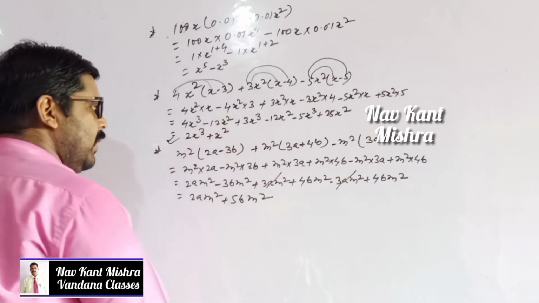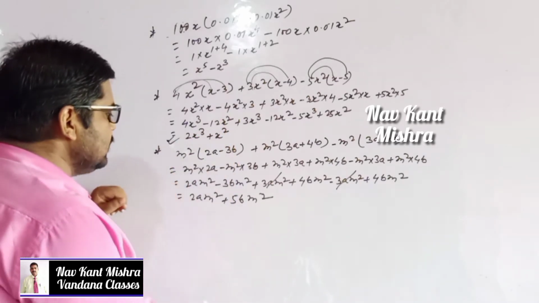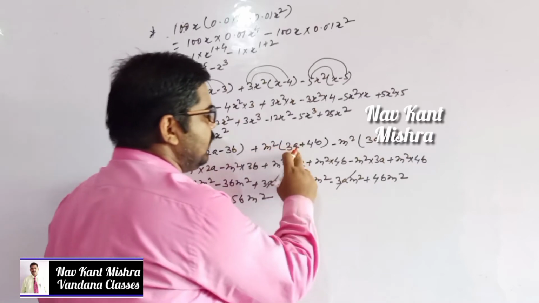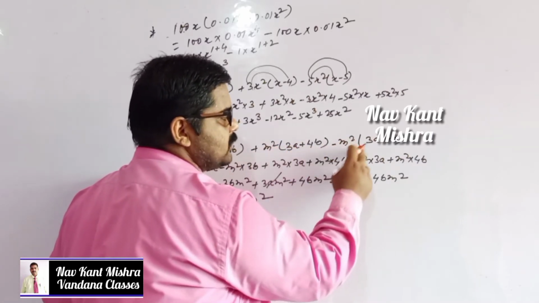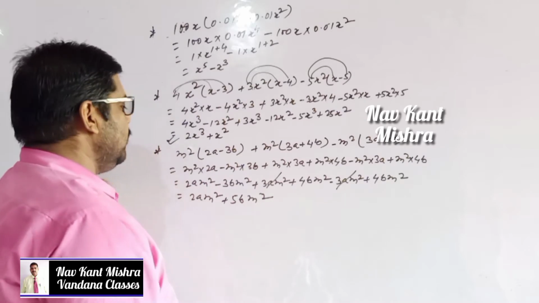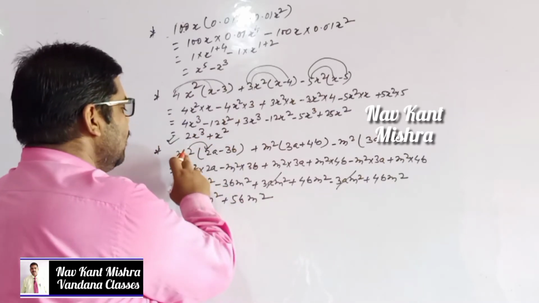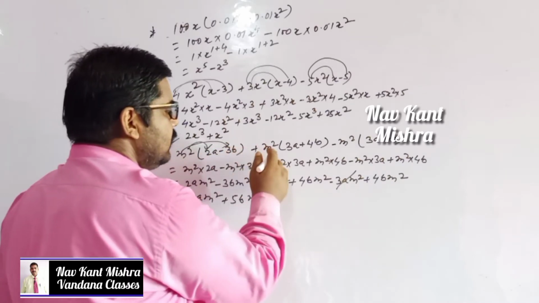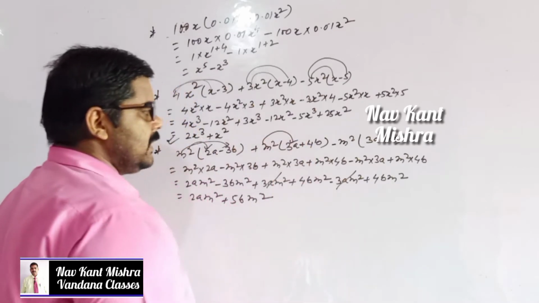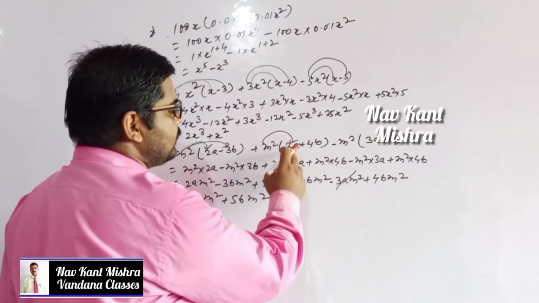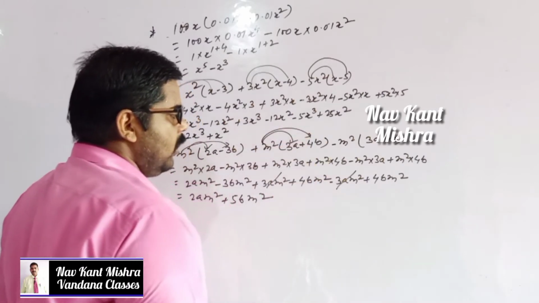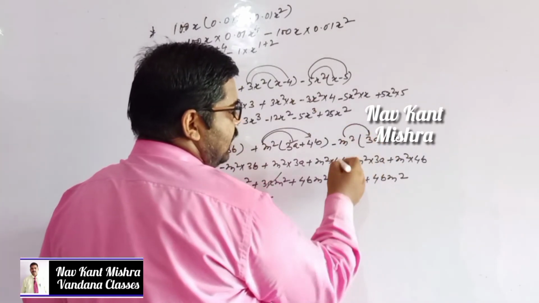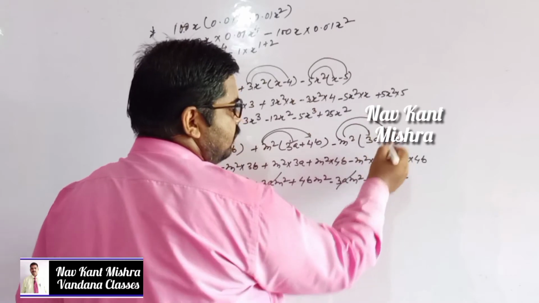Similarly in the third case you can just see that m square is multiplied by 2a minus 3b, m square is multiplied by 3a plus 4b, and minus m square is multiplied by 3a minus 4b. So you have to multiply separately. M square is multiplied by 2a, m square is multiplied by minus 3b. M square is multiplied in the middle term. You can just see that m square is multiplied by 3a, m square is multiplied by 4b. And in the final term, minus m square is multiplied by 3a, minus m square is multiplied by minus 4b.